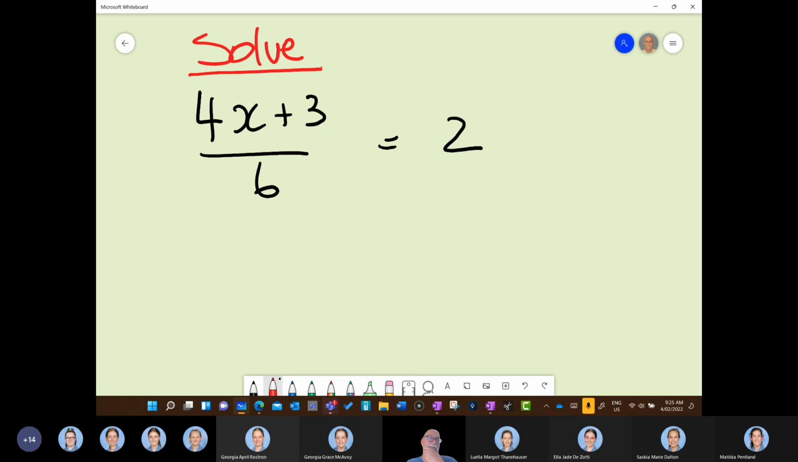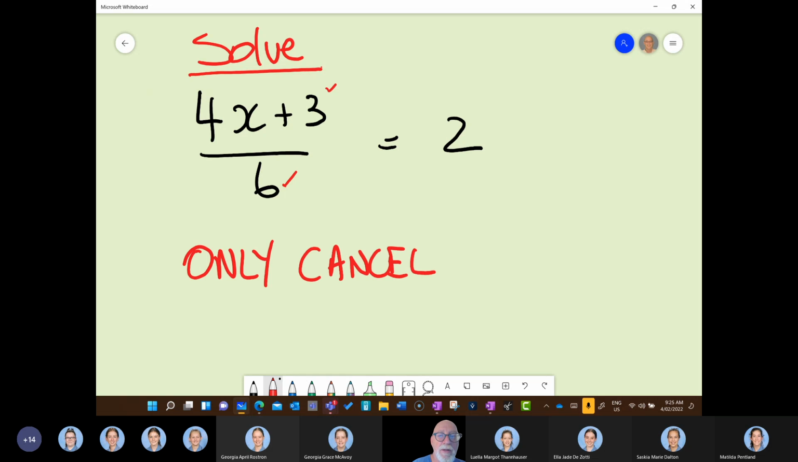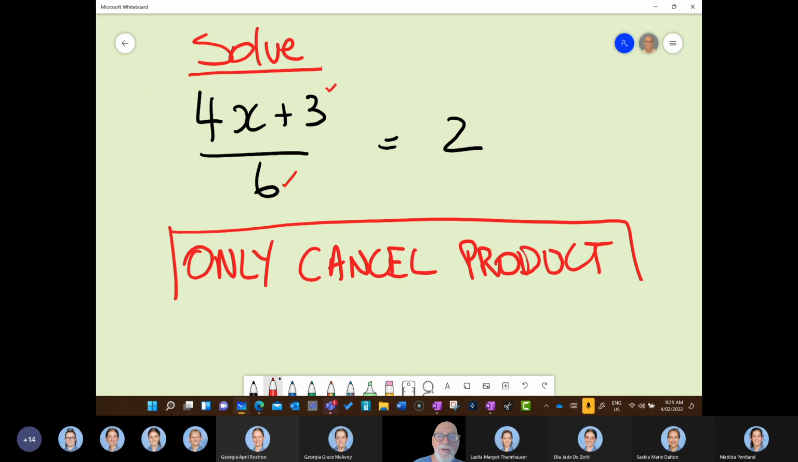Georgia, what do you think? They cancel out the 3 and the 6. You got it. That's it. Now that is a big no-no. If you didn't hear Georgia there, a lot of students will attack the 3 and the 6 and they'll try and cancel it. Girls, if you've got your pens there, you've got your OneNotes open and you're taking notes, this is important. You can only cancel factors or products. If it's not a product, you cannot cancel top and bottom.